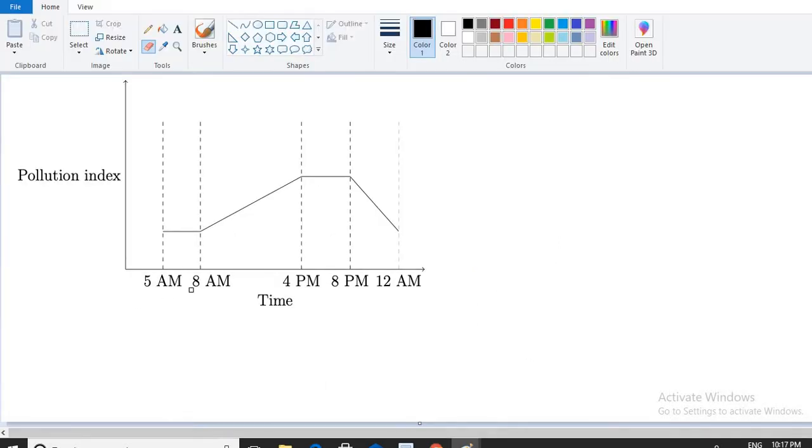So from 5 am to 8 am it was constant, and then from 8 am to 4 pm it started increasing in a linear manner. Then from 4 pm to 8 pm again it became constant, and from 8 pm to 12 am it started decreasing linearly, where when it reached 12, the PI becomes equal to whatever it was initially. Whatever the y value is at 5, the same is at 12.